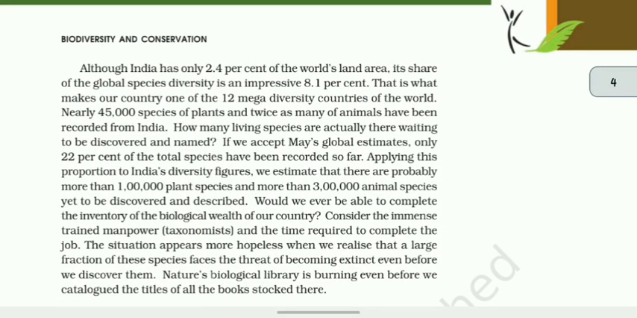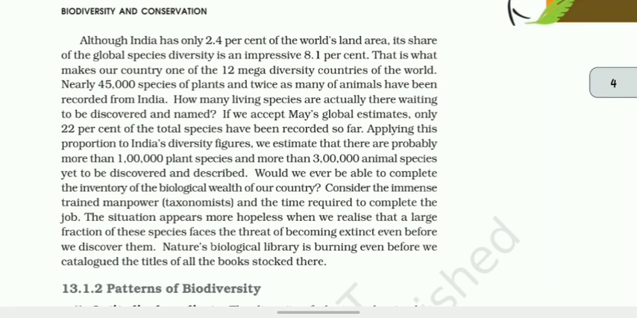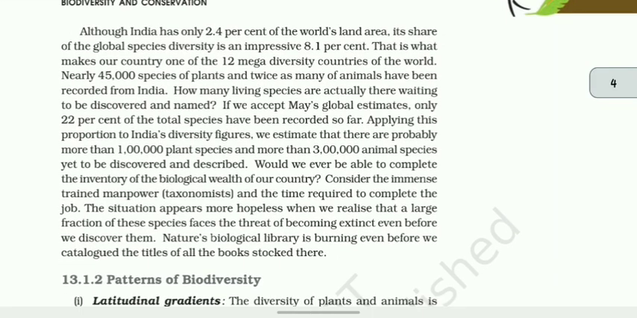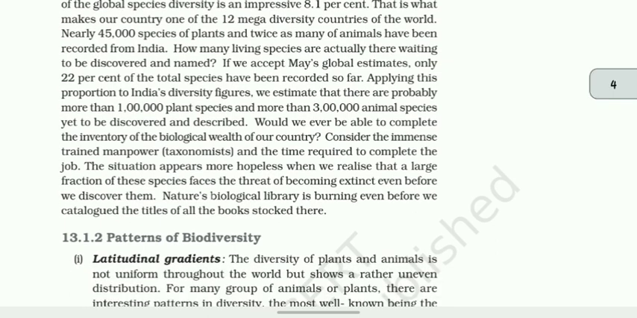Although India has only 2.4% of the world's land area, its share of the global species diversity is an impressive 8.1%. That is what makes our country one of the 12 megadiversity countries of the world. Nearly 45,000 species of plants and twice as many of animals have been recorded from India.